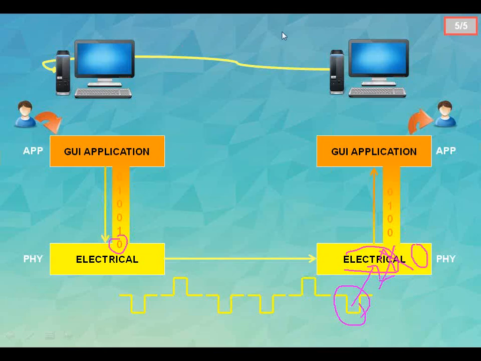Great. So we have transported the information from the sending computer to the receiving computer by using how many layers? 2 layers. You see? How many protocols? 2 protocols. ASCII, and the binary to electrical conversion protocol. Great.